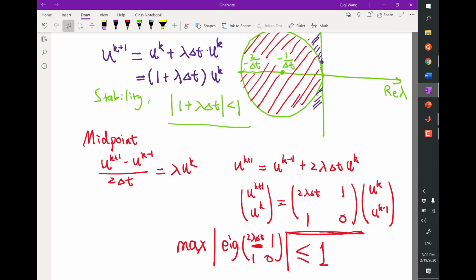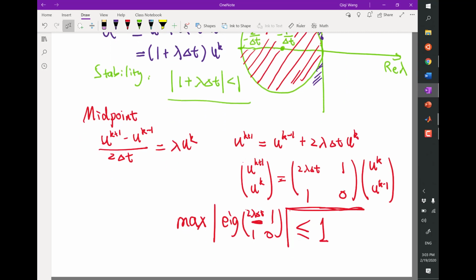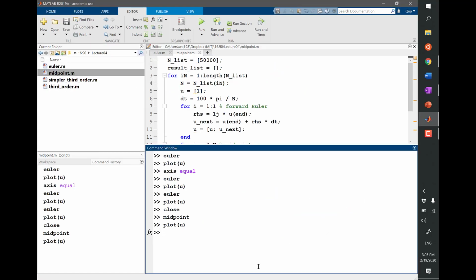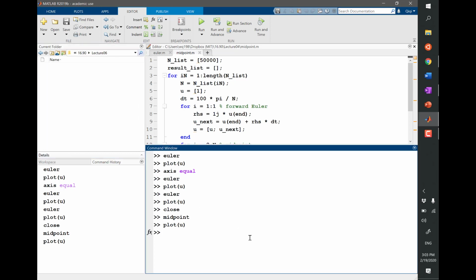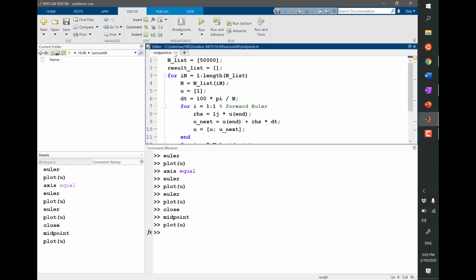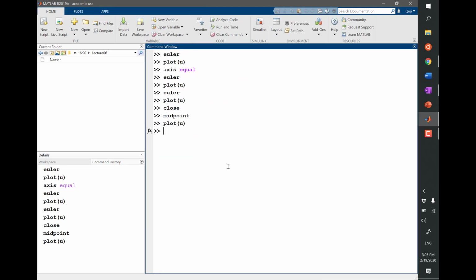So for understanding the stability, we only need to consider the case when delta t is equal to 1, right? Because if delta t is equal to 0.1, I just expand everything by a factor of 10 and I get the stability region. So let's just consider delta t equal to 1. For this case, we just have 2 lambda here. Now let's go into MATLAB, go to our lecture 6 folder, and figure out the stability region for midpoint.